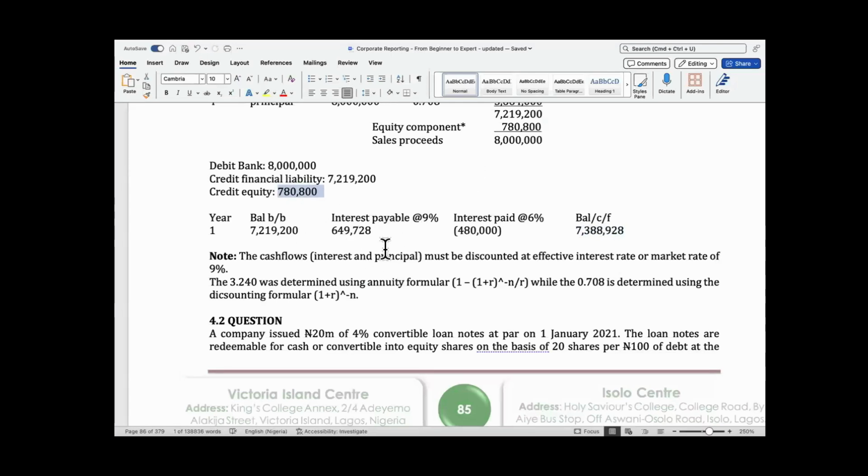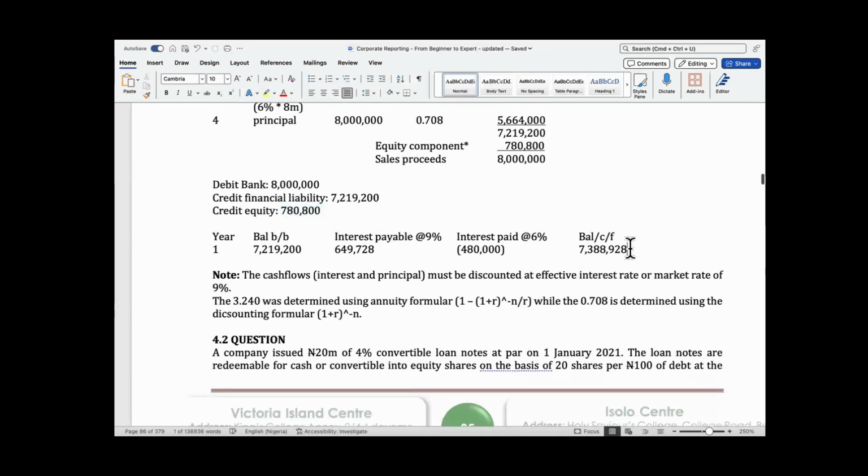So out of all these figures now, which of them will go to P&L? Let the balance carried forward, is this plus this minus this? So out of these figures now, which one will go to P&L as finance cost? 480,000. Which one? 40,000.